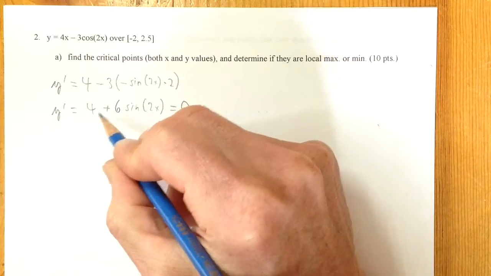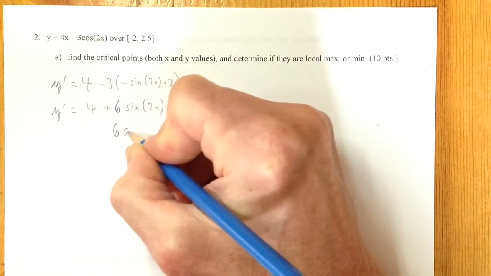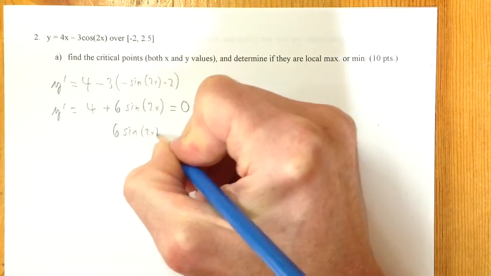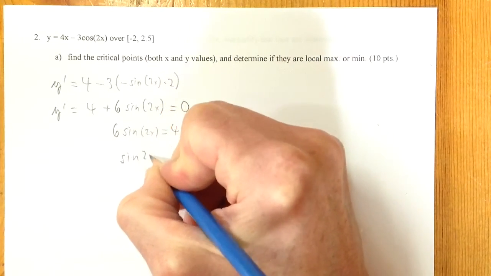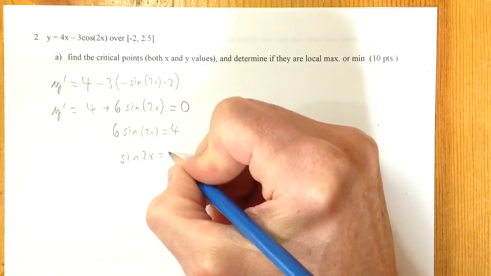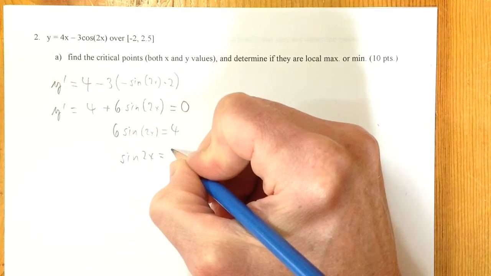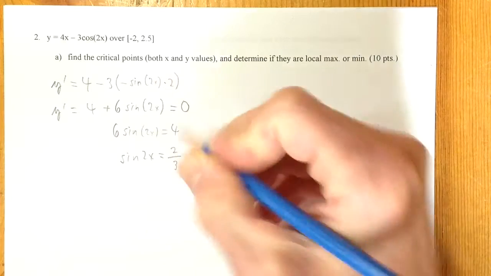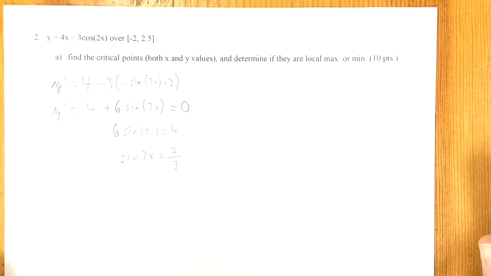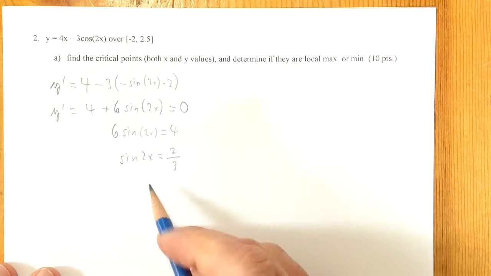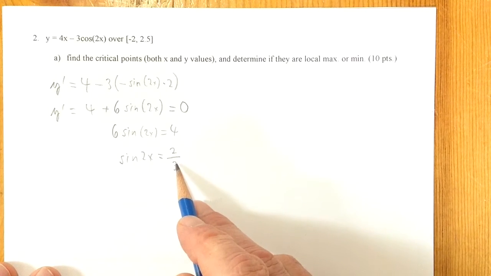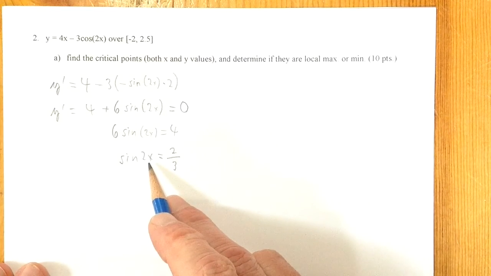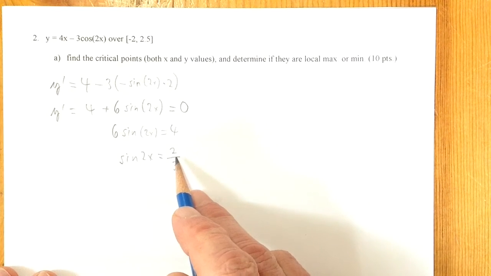So let's see. Put the 4 over there. 6 sine of 2x is equal to 4. Divide by 4. Sine of 2x is equal to 4/6, which is 2/3. Okay, so we want to know all the places where the sine of 2x is equal to 2/3. What are the x values where the sine of 2x is equal to 2/3?